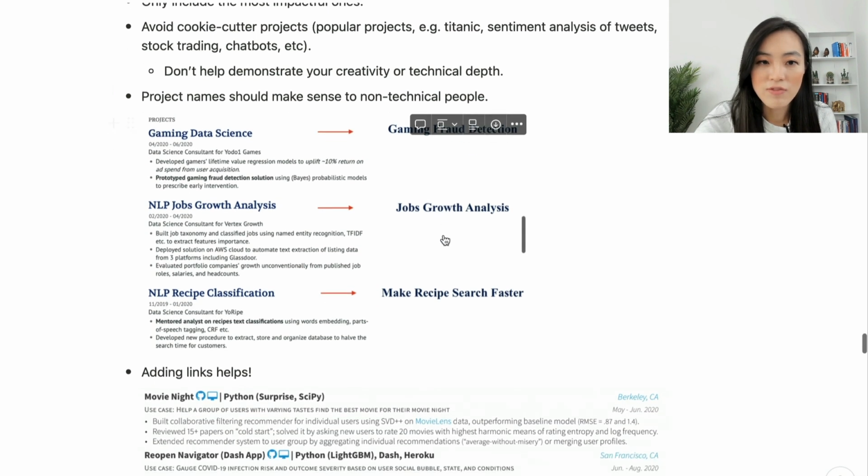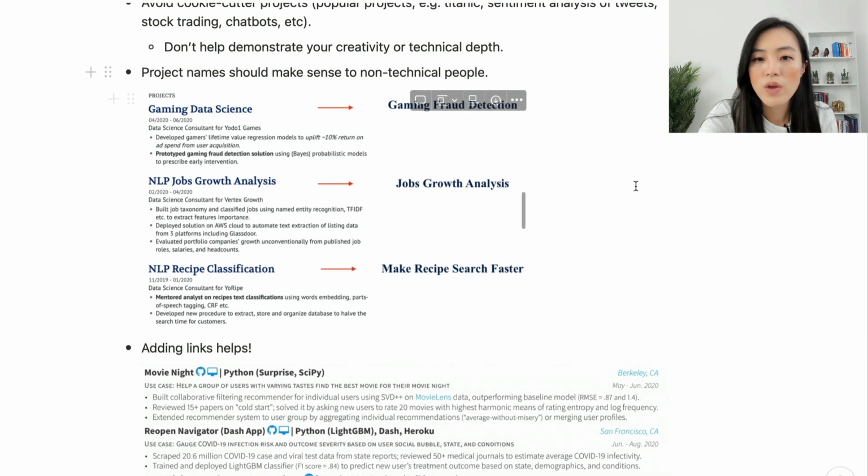Okay, another thing that's helpful is to make sure the project names make sense to non-technical people. Here we have 3 examples: gaming data science, NLP jobs growth analysis, NLP recipe classification. We can change the names to be gaming fraud detection, jobs growth analysis, make recipe search faster, to make sure that even non-technical people can understand the goal of those projects.